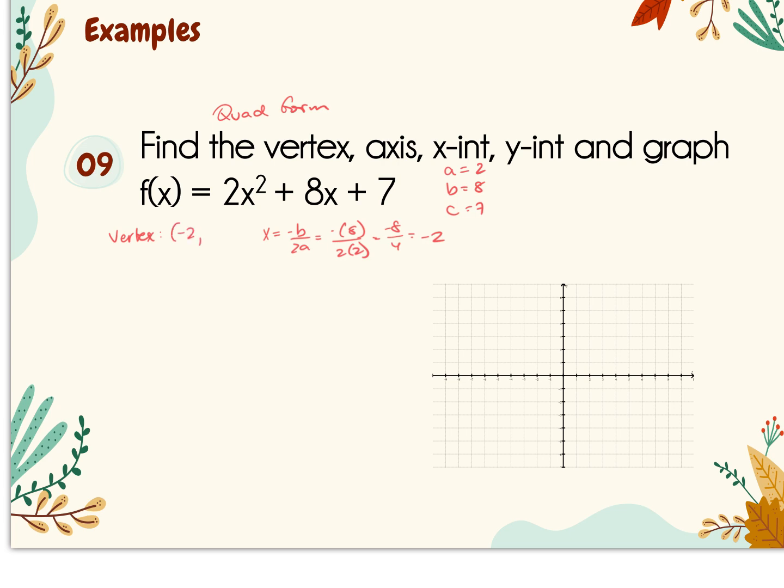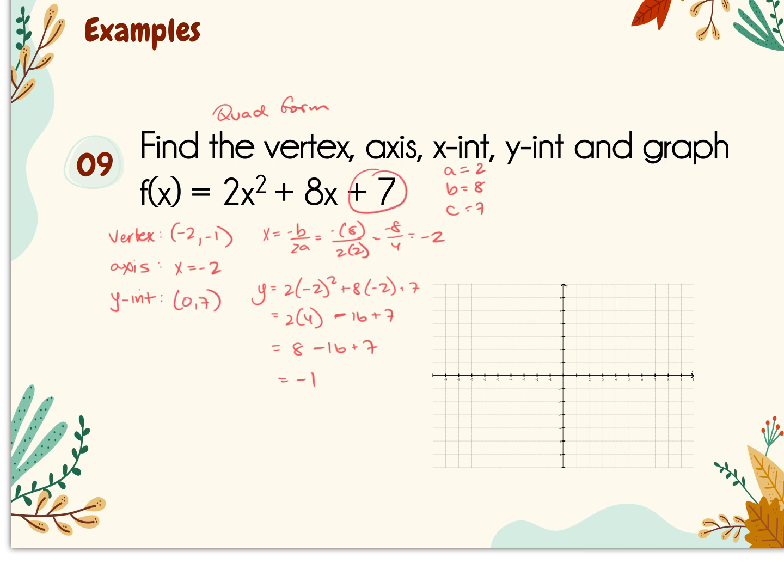And then I'm going to find my y value when x is minus 2. So I do the math here. 2 times 4, minus 16, plus 7. So 8 minus 16 plus 7, minus 1. So my vertex is (-2, -1). My axis of symmetry is x equals minus 2. And my y-intercept comes from my c value. It's 7. So when x is 0, y is 7.